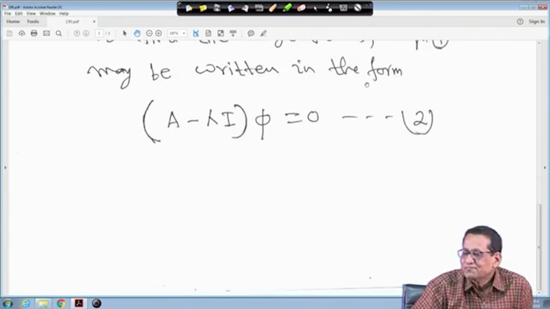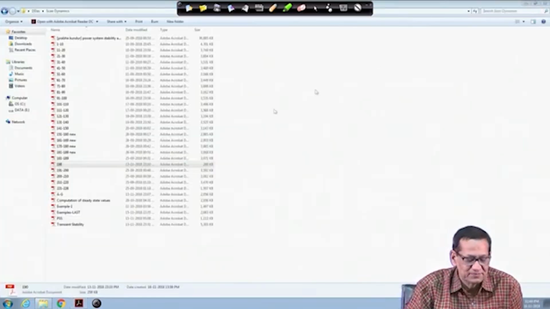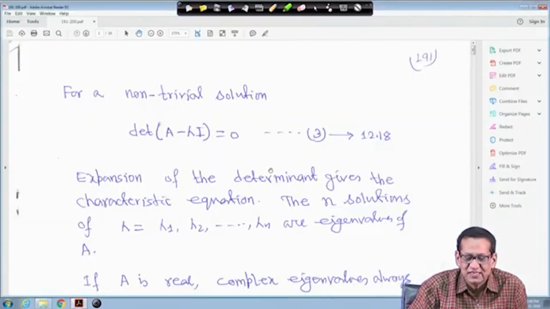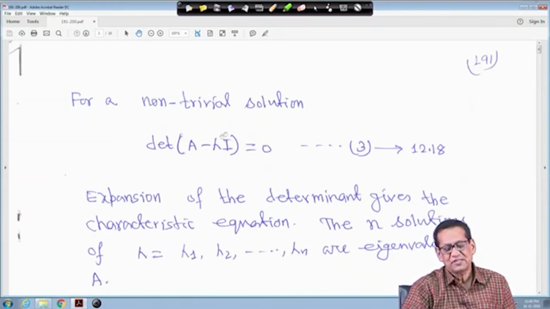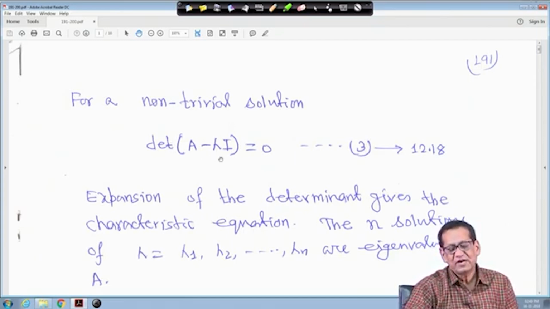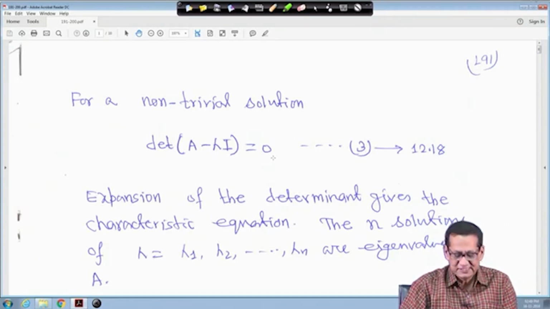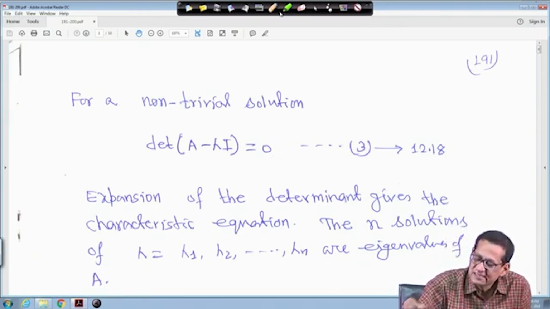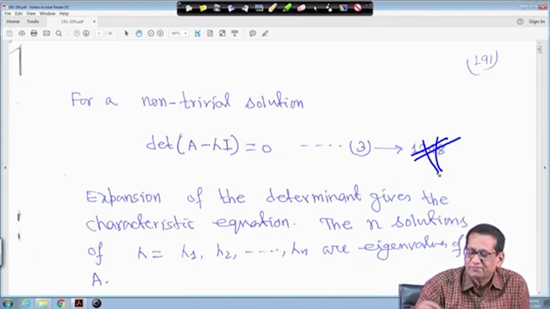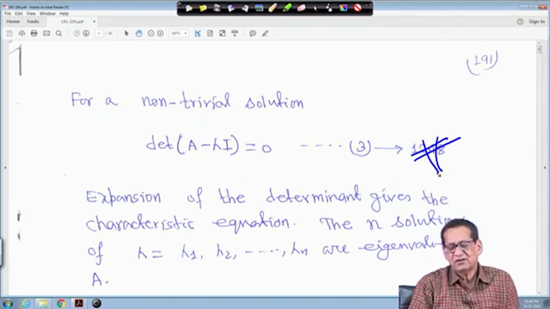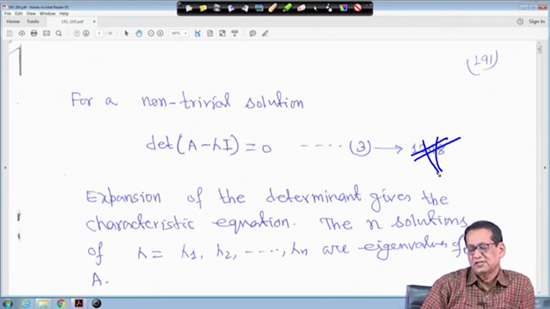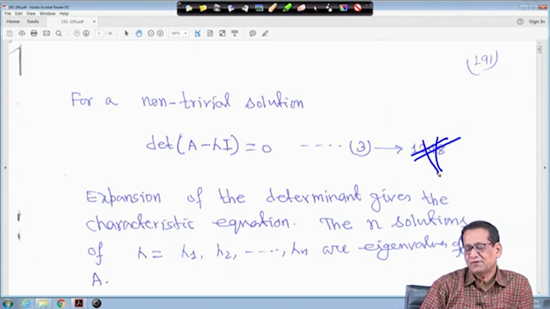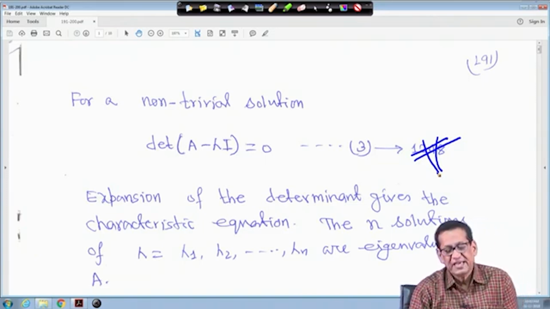Next we will go to the next page. Now, for a non-trivial solution, the determinant of A minus lambda I is equal to 0. This is equation 3. Expansion of the determinant gives the characteristic equation. The n solutions lambda 1, lambda 2 up to lambda n are the eigenvalues of A.